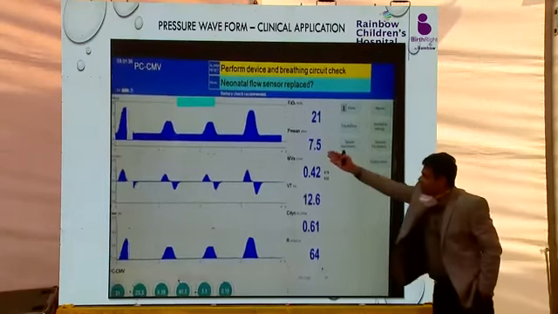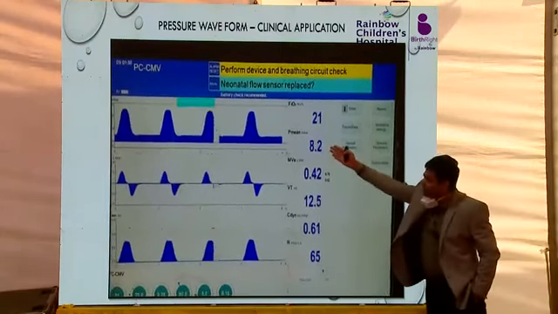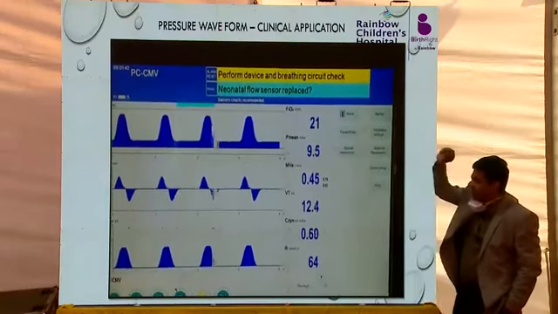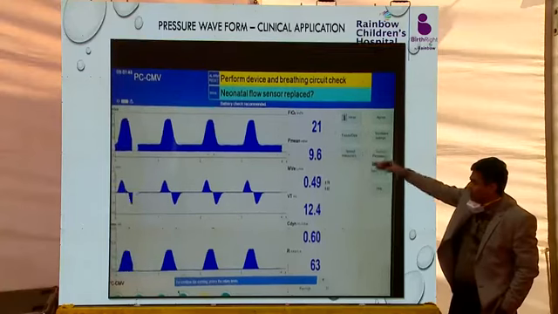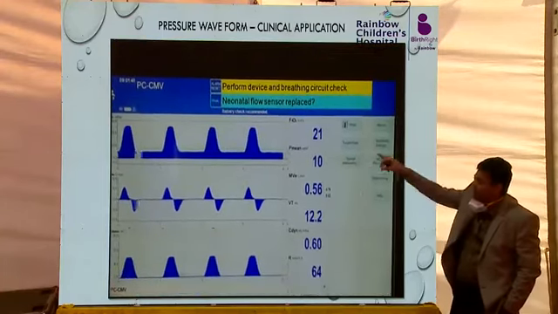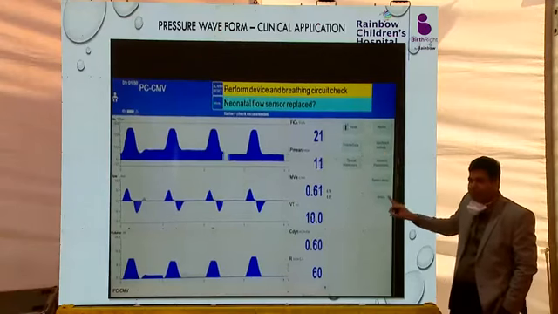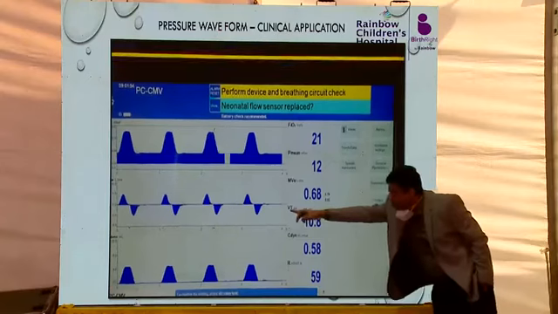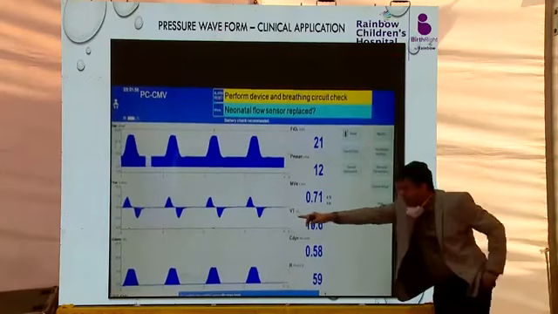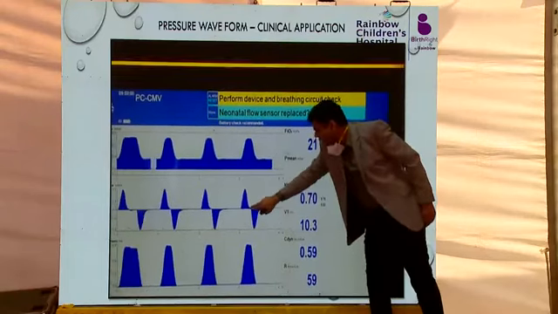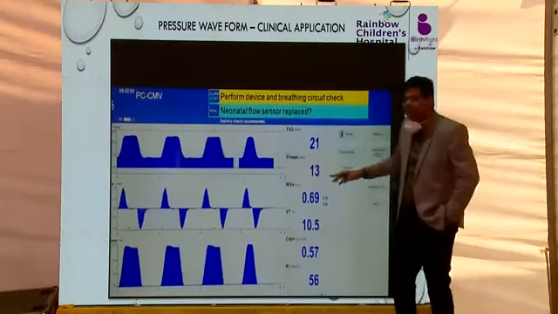The MAP here is 7.5, and as you see, when you increase the PIP, the MAP is increasing, your waveform is getting taller, then your baseline is shifting up, so the MAP is further increasing. In this machine you cannot adjust the flow. The third thing is you increase the TI. Here we have increased the TI, and you can see that the gap between the inspiratory and the expiratory is widening. That's how your MAP is increased.